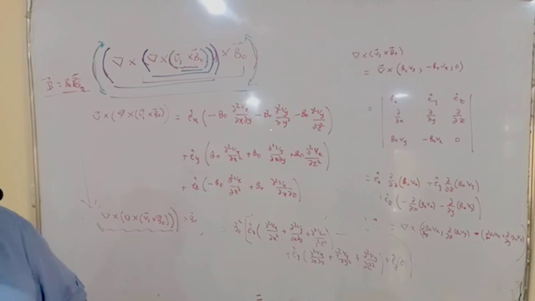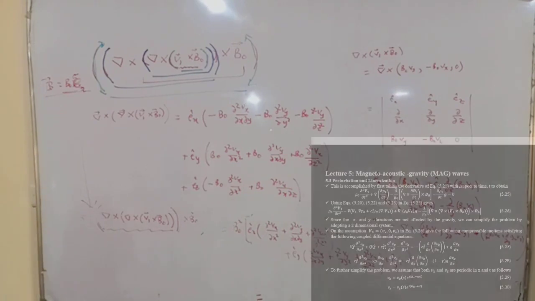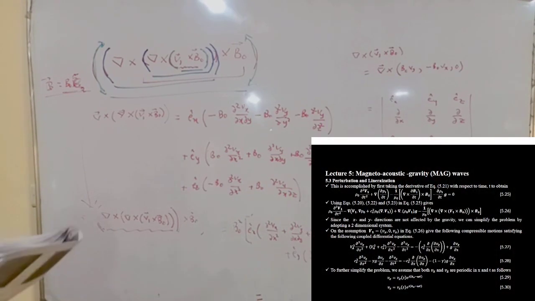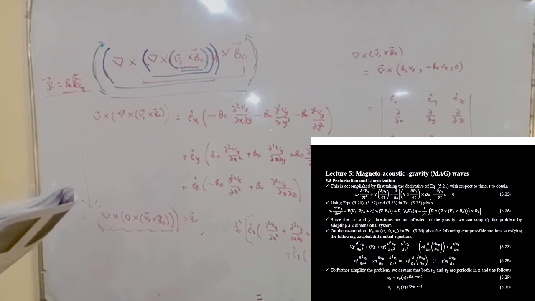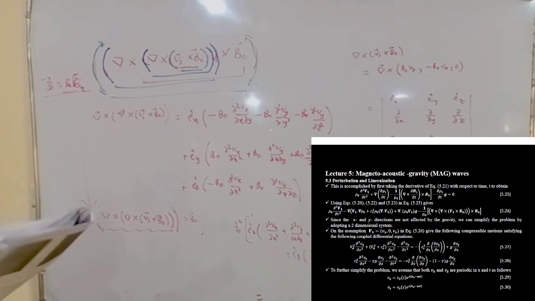Now, there's some assumptions we want to make. If you look at that, since the x and y directions are not affected by gravity, gravity is only in the z direction. What happens? We can simplify the problem by adopting a two-dimensional system.